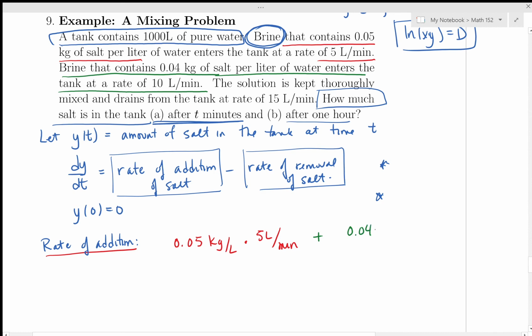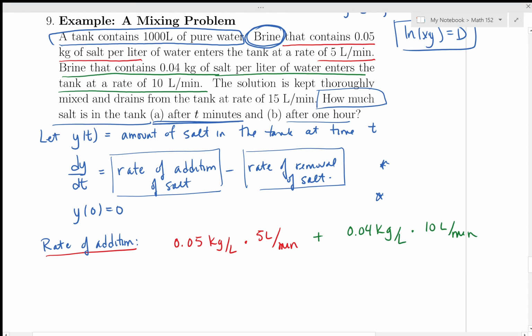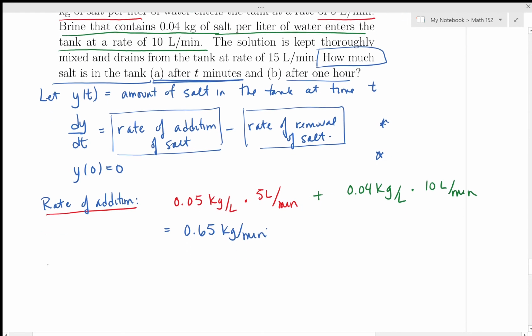0.04 kilograms per liter multiplied by 10 liters per minute. Okay, so that gives me the rate of addition. I do this arithmetic here, and I get that this is equal to 0.65 kilograms per minute. That's the rate of addition. So then I go for the rate of removal.